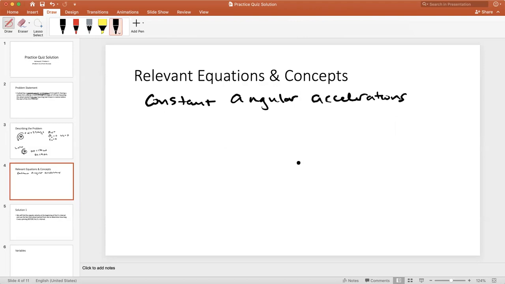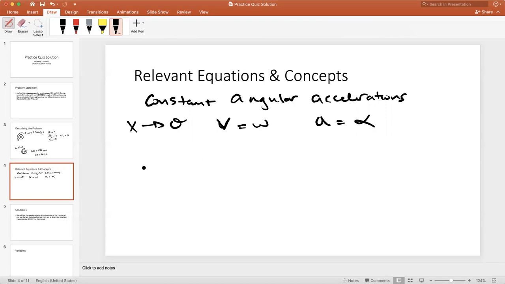So we write constant angular acceleration, and that tells us that we can use the constant angular acceleration equations that we learned. If you don't recall, the constant angular acceleration equations are exactly like the constant acceleration equations that we had, except instead of x, we're going to use theta. Instead of v, we're going to use omega for the angular velocity. And instead of a, we're going to use alpha for the angular acceleration.